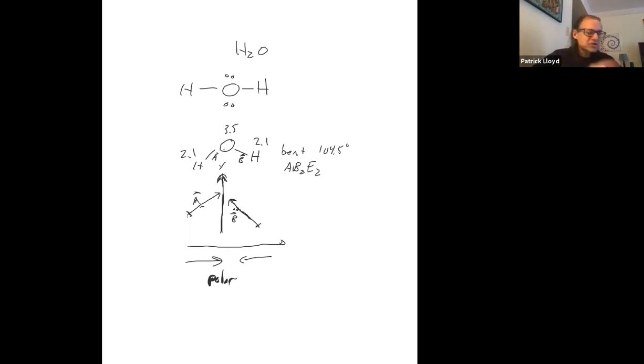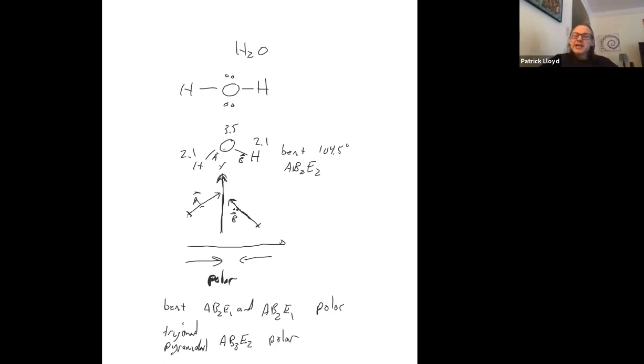So the two that I just showed you, the bent, these are going to be polar. And then your trigonal pyramidal, AB3E2, same thing. This one's going to be polar. Okay. So each arrangement has its own unique determination of whether it's polar or not, but the bent one is polar because of this geometry.